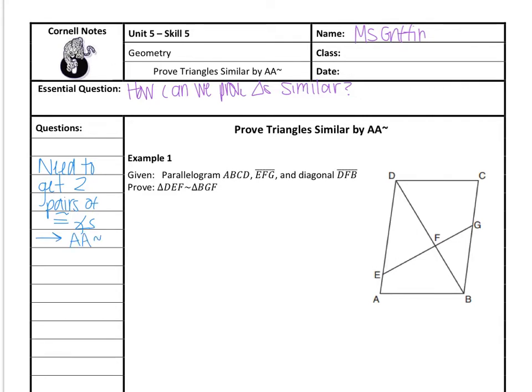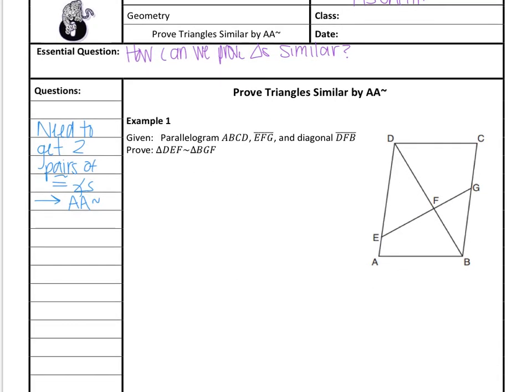Okay, so we've got this parallelogram, ABCD, and it's got this line going through it, EFG, and it has some diagonal DFB. They're just listing out the parts of this parallelogram for us. They want us to prove triangle DEF is similar to triangle BGF. Do me a favor, grab a highlighter and highlight the two triangles that we want congruent. So in this case, not congruent, similar, sorry. We want triangle DEF and BGF to be similar.